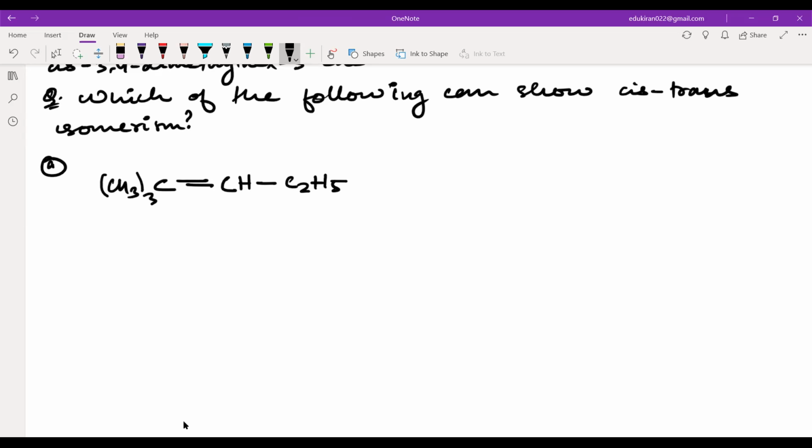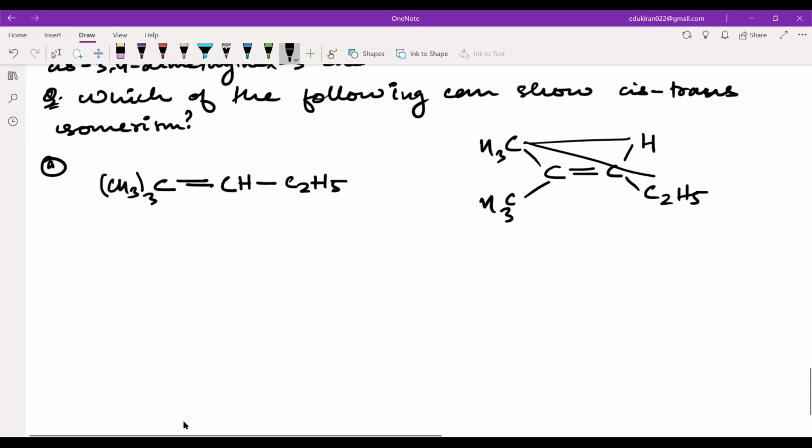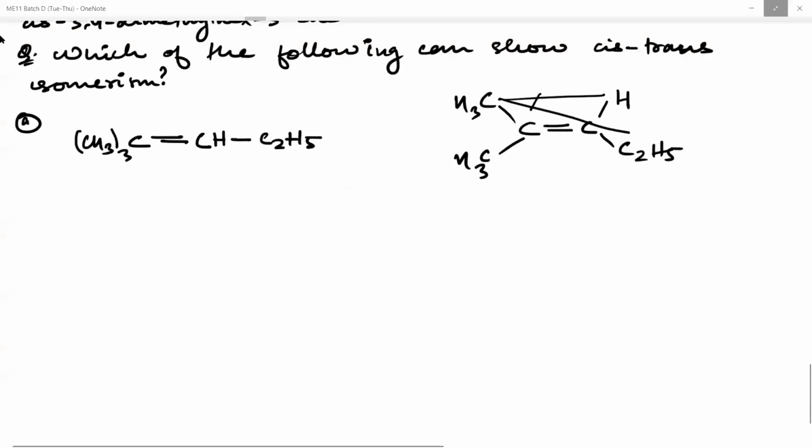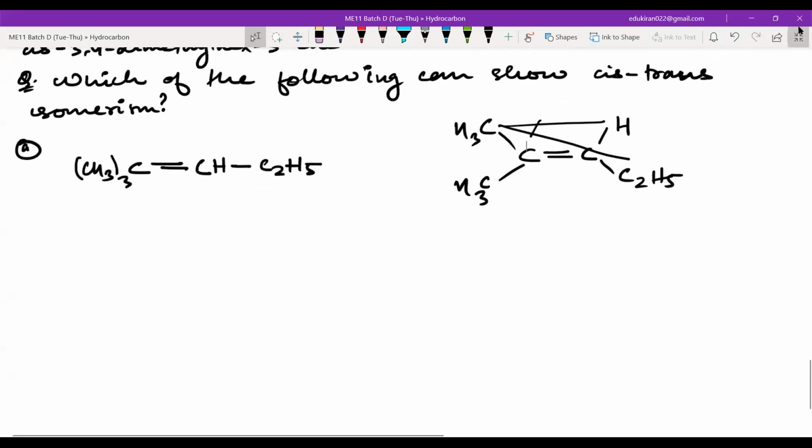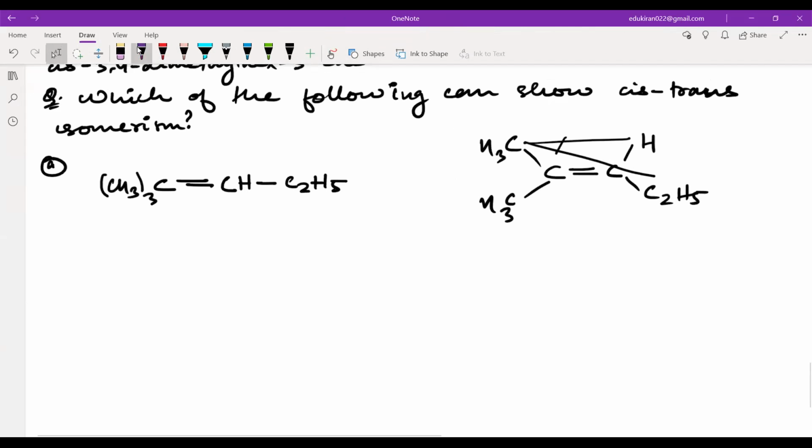Now let us see. Let us make this molecule. You will have C double bond C. Then this will be having hydrogen. You can make C2H5. And this carbon has CH3 and CH3. Now you check the distance. You have this carbon in front of hydrogen, and then it has some distance with C2H5. Since both of the groups attached here are the same, it cannot show it.